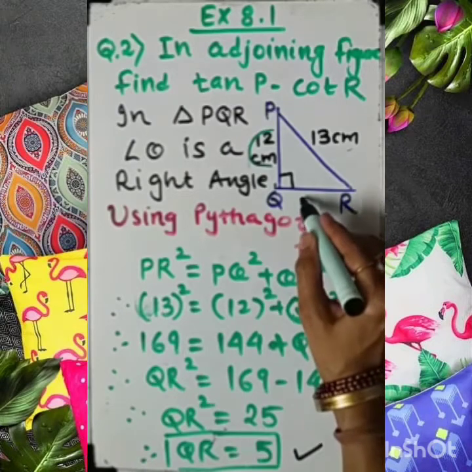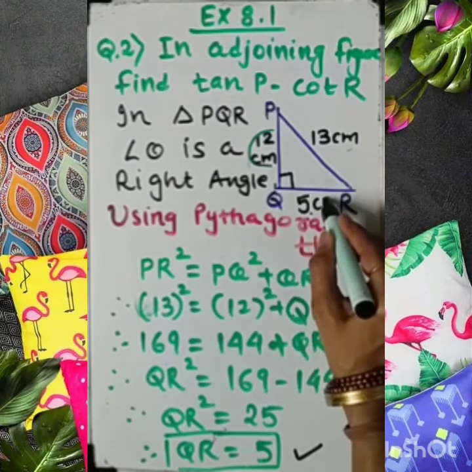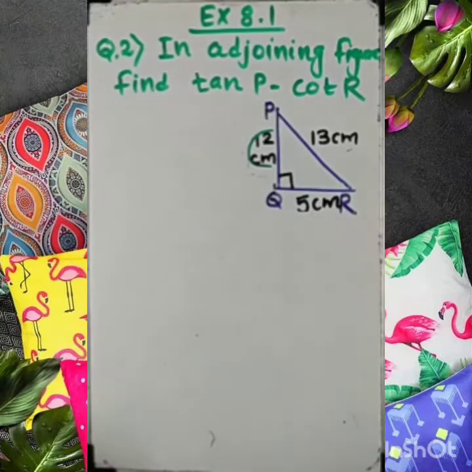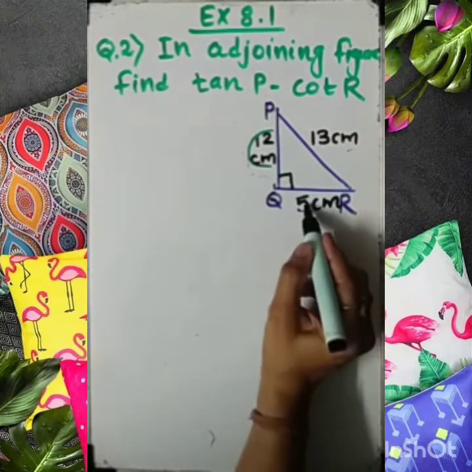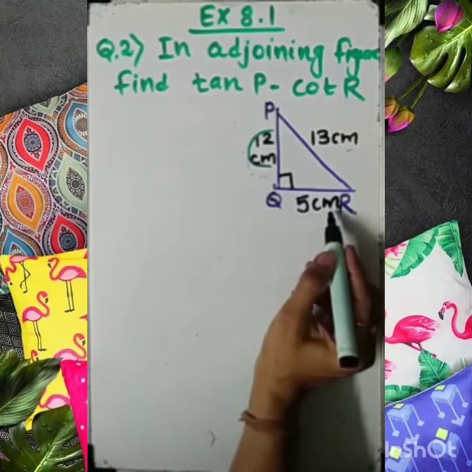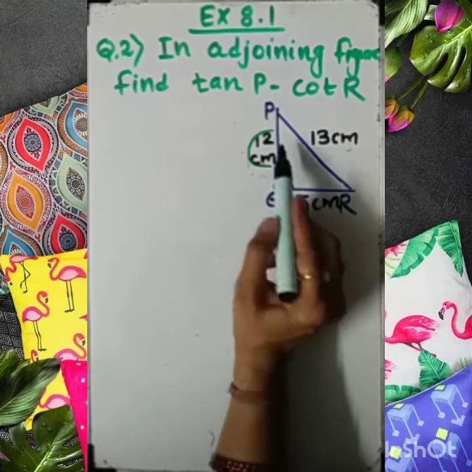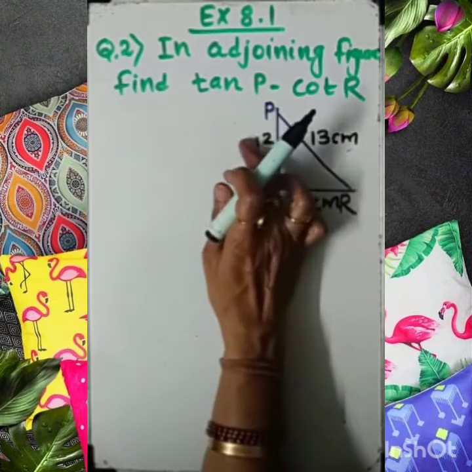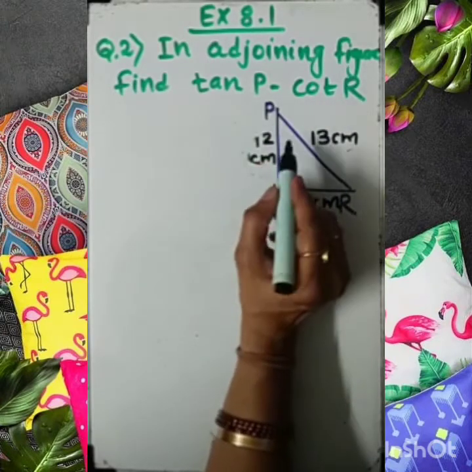Now I am mentioning this here. This side is 5 centimeter. Got it? Now further next what to do, let's see. So my dear student, finally the value of QR is 5 centimeter with us. Now all three sides are with us. Okay. Now let's focus on what we have to find.